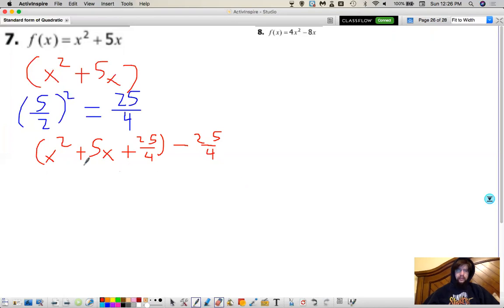After that, we need to factor it. So that's going to be x plus 5 over 2 squared minus 25 over 4. And there's our vertex form. So our vertex would be negative 5 halves and then negative 25 fourths. Okay. So yes, it's possible to deal with fractions, just deal with fractions.